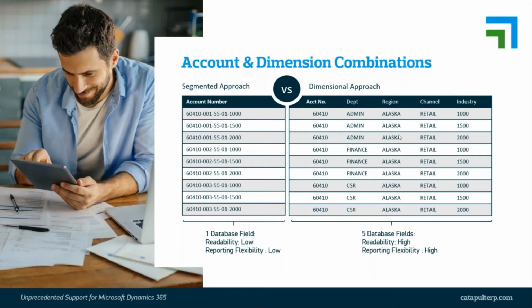Now, in most accounting software, there's some limit to that. In GP, I think it's 10 segments or 66 characters, whichever comes first. But it really gives you very low readability. If you were just looking at your transactions, you'd have to know that 001 correlates to admin. You'd have to know that 55 is the Alaska region, and so on and so forth. It also makes it a little more challenging to pull reports.